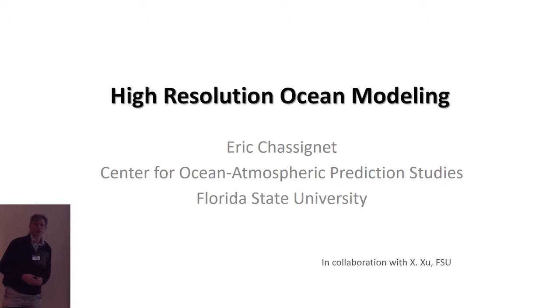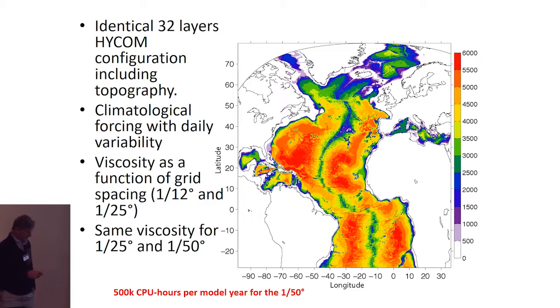So let me go back a little bit to the high resolution aspects. This work I've done in collaboration with Xiaobao Xu at Florida State. It's a North Atlantic domain from minus 28 south to 80 north, and we increased the resolution from 1/12 to 1/25. For information, the viscosity was decreased as we went from 1/12 to 1/25 and kept it reasonably constant at 150.